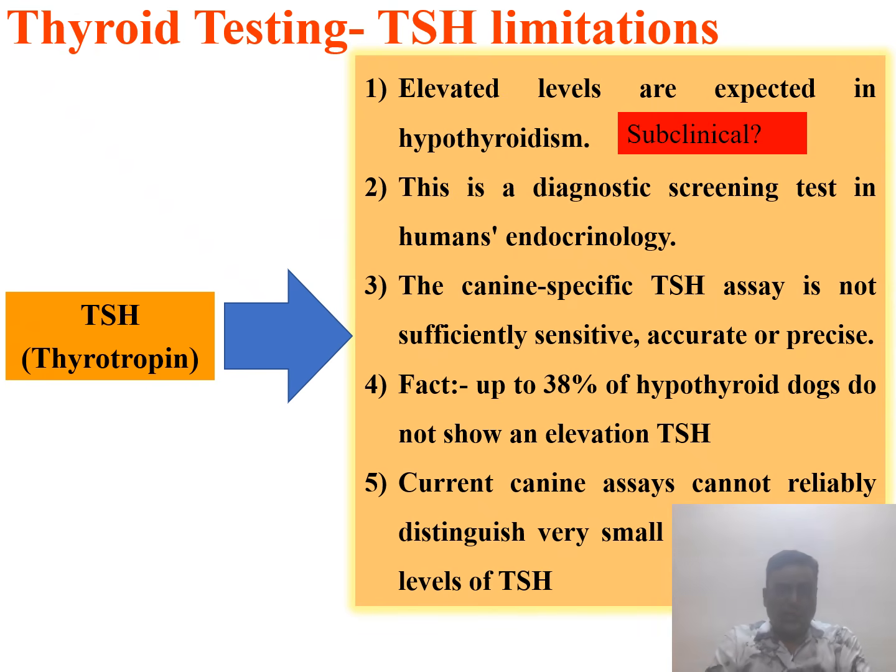an early stage. Again, TSH or thyrotropin is the diagnostic screening test in human endocrinology. Yes, of course, in humans they use TSH. However, the fact in our veterinary clinical practice is that up to 38% of hypothyroid dogs do not show an elevated TSH. These are the scientific report findings, where we are missing almost 38% of hypothyroid dogs who have hypothyroidism but won't get the elevated TSH. They can get a normal value, or the deviation is not up to our diagnostic accuracy.